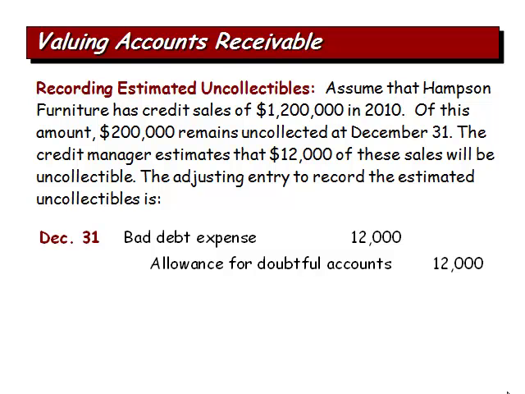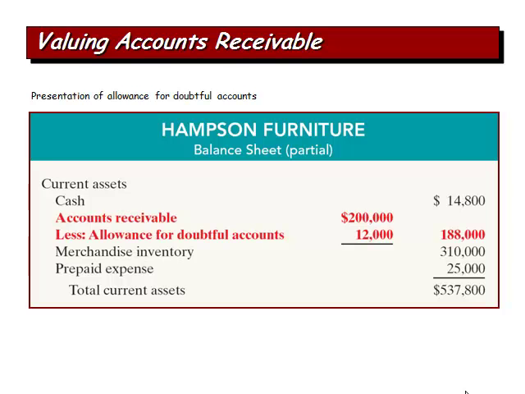Notice here that we said the credit manager estimates $12,000. So hopefully the credit manager has some rationale for coming up with that. Although some of it is a guess. I mean, you don't know what's going to happen with your customers. You don't know who's in really good financial position and who isn't. So then on our balance sheet, we would show accounts receivable $200,000 less allowance for doubtful accounts of $12,000 for a net of $188,000.